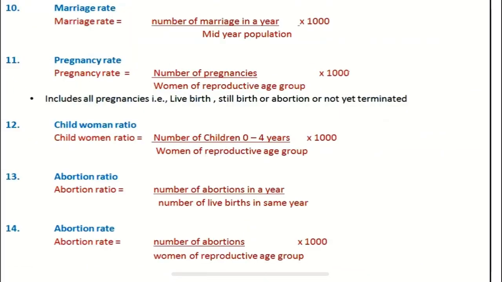Moving on, we have marriage rate, pregnancy rate, child-woman ratio, abortion ratio and abortion rate. It's very simple. A woman gets married, she becomes pregnant. Her first baby, the child-woman ratio. In the second, she had a miscarriage or an abortion. So abortion ratio and abortion rate. So let us remember this pattern: write down marriage, pregnancy, child-woman, abortion, ratio, rate.